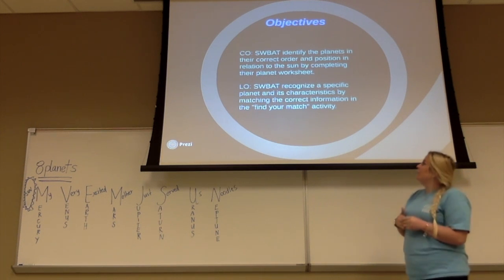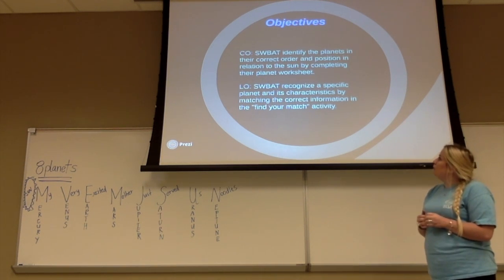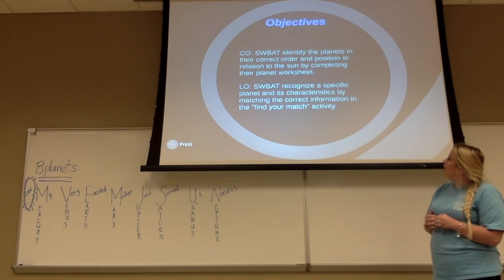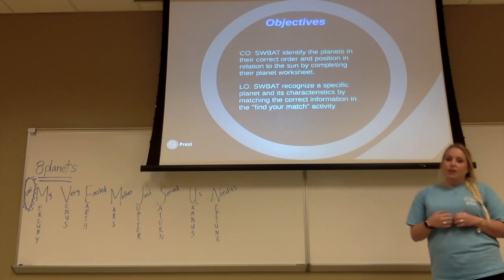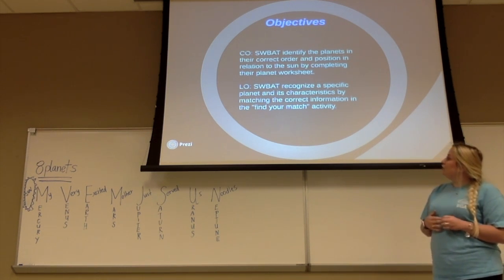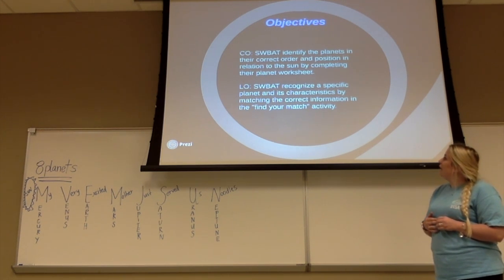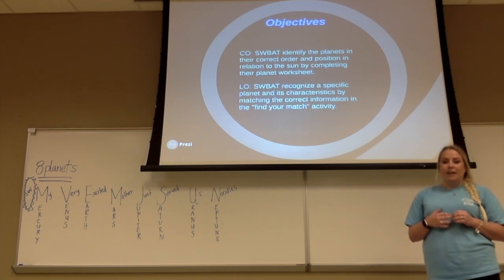Our content objective is the students will be able to identify the planets in their correct order and position in relation to the sun by completing their planet worksheet. The language objective is students will be able to recognize a specific planet and its characteristics by matching the correct information in the Find Your Match activity.